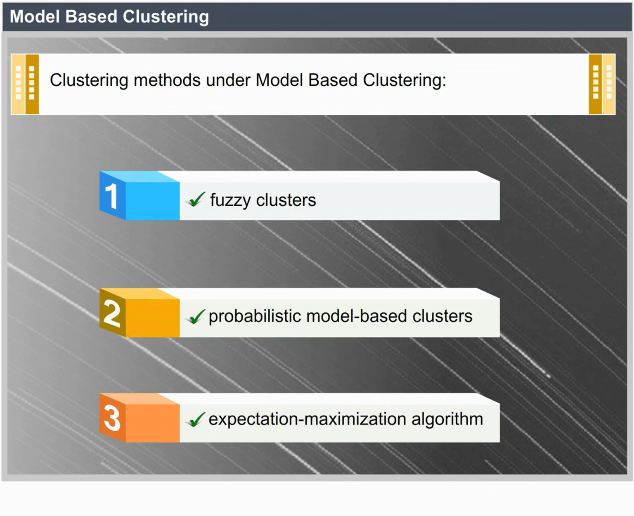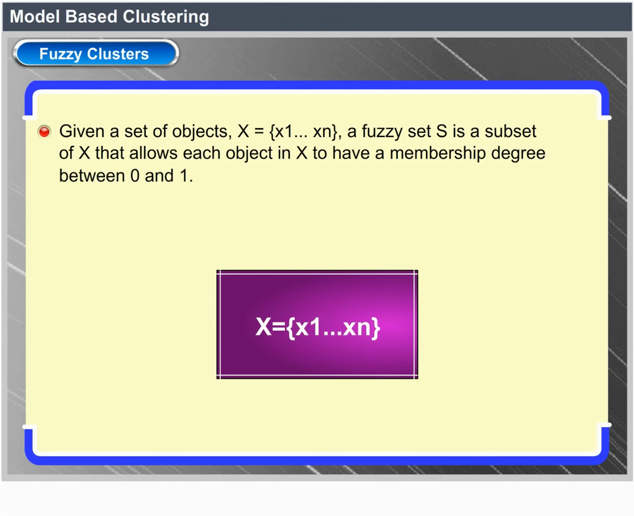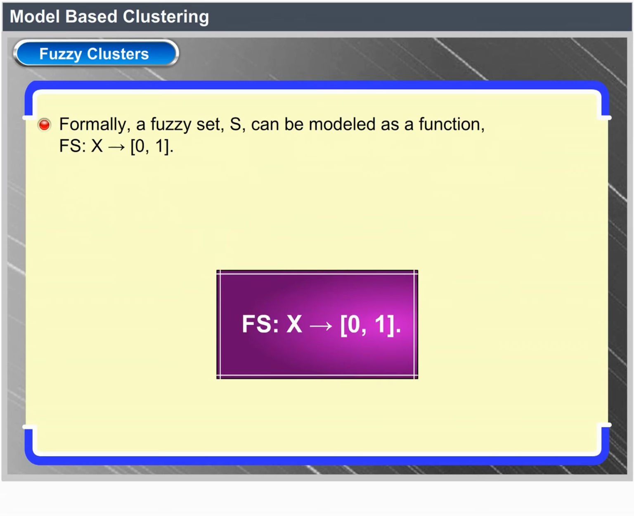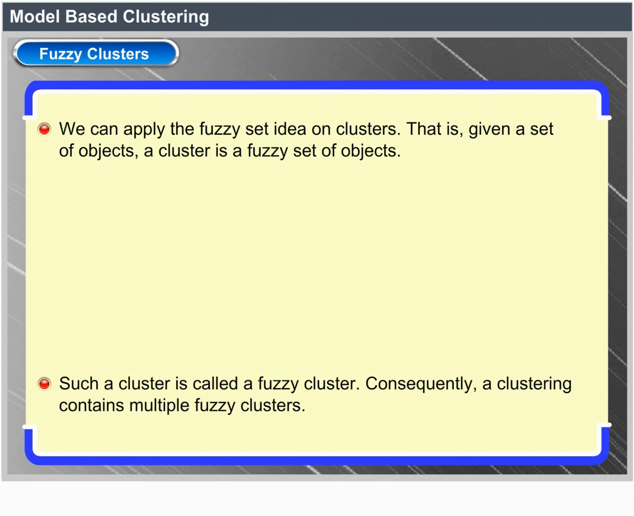Fuzzy clusters. Given a set of objects X equals {X1, ..., Xn}, a fuzzy set S is a subset of X that allows each object in X to have a membership degree between 0 and 1. Formally, a fuzzy set S can be modeled as a function fS: X → [0, 1]. We can apply the fuzzy set idea on clusters. That is, given a set of objects, a cluster is a fuzzy set of objects. Such a cluster is called a fuzzy cluster. Consequently, a clustering contains multiple fuzzy clusters.